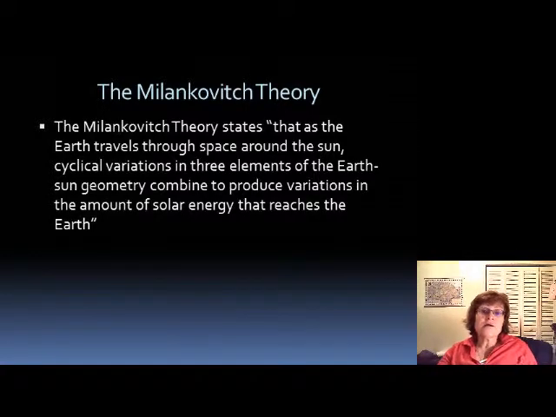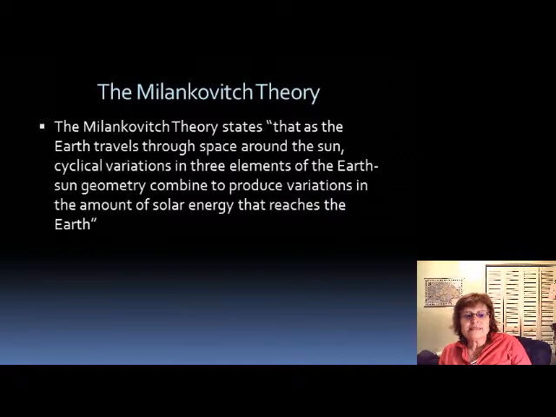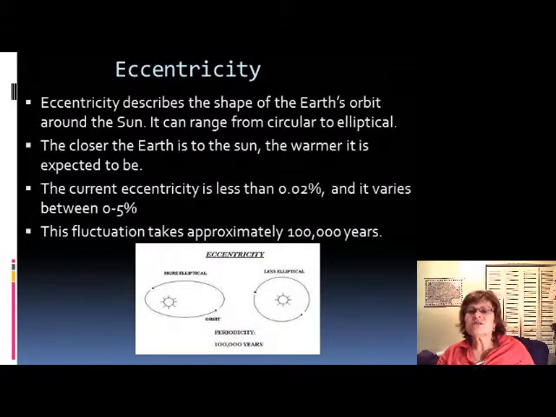The Milankovitch Theory explains that as the Earth travels through space around the Sun, the 3 elements of the Earth-Sun geometry produce variations in the amount of solar energy that reaches the Earth. So this is what we call Milankovitch Theory. Okay, so the 3 changes, the first one is the eccentricity.